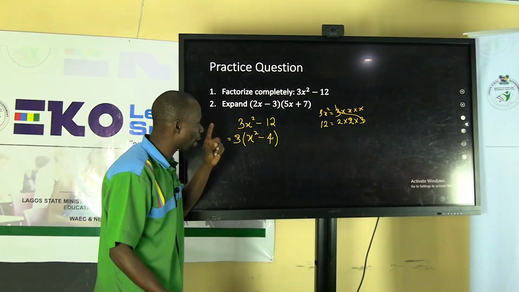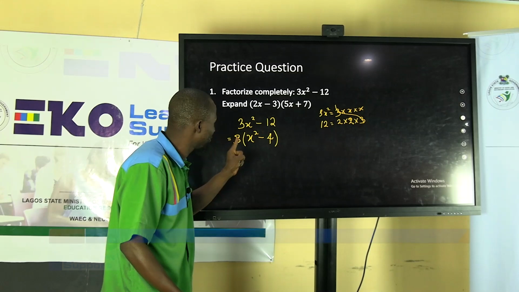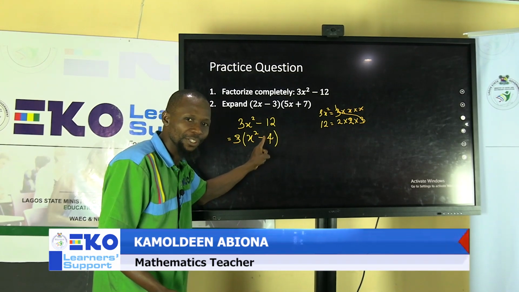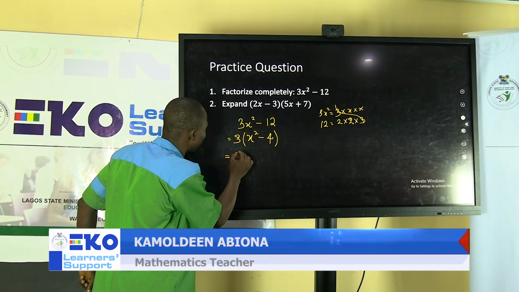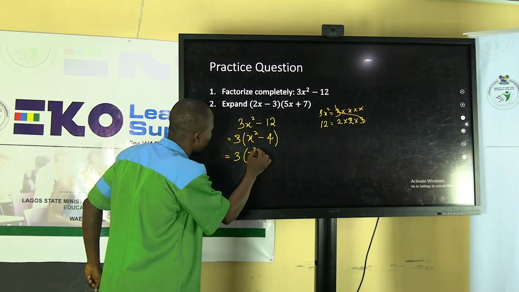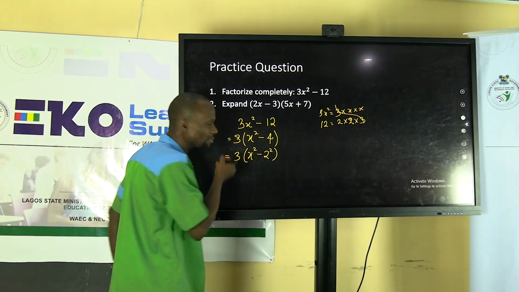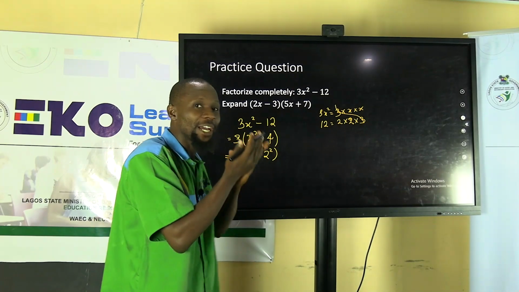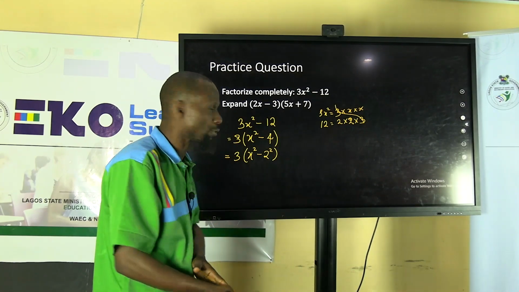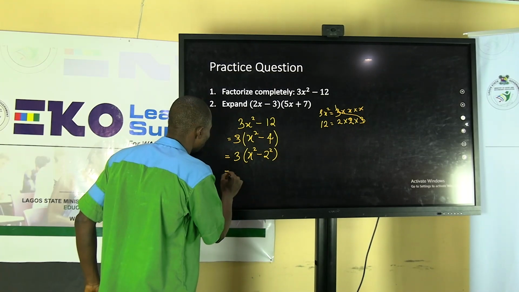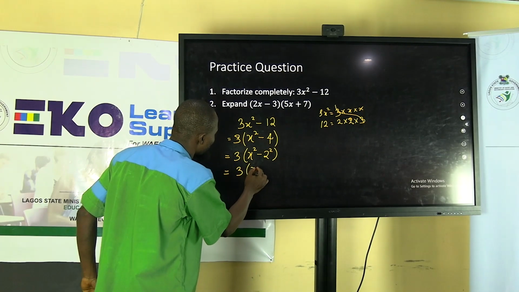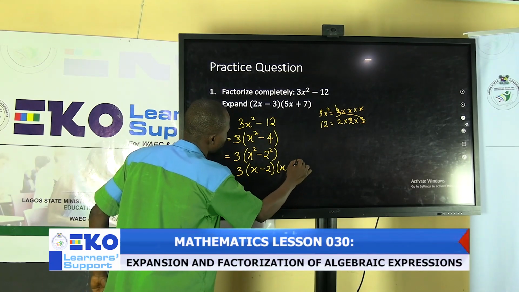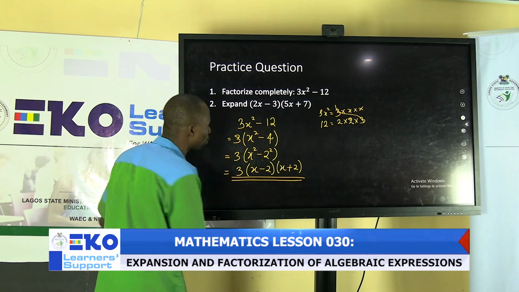Just because of our fact about squares. You realize, what do you see here? This is 4. Is it a square? Yes, the perfect square. So we can still rewrite as 3 into brackets x squared minus 2 squared. And do you remember the fact about a squared minus b squared, difference of 2 squares? So how do you factorize that? It becomes (x minus 2)(x plus 2). So that is the correct answer.